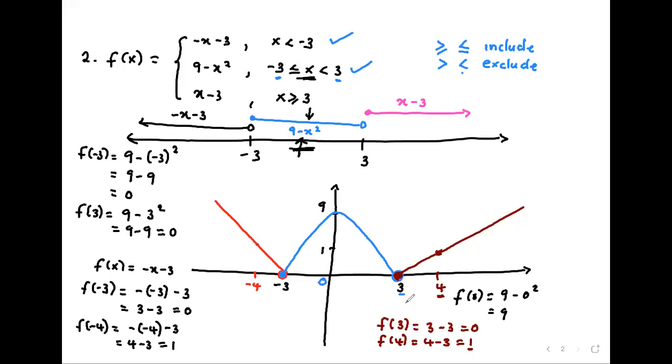How do you tell that this graph is a quadratic? If x is squared, then it's a quadratic. If x is not squared, then it's a line.